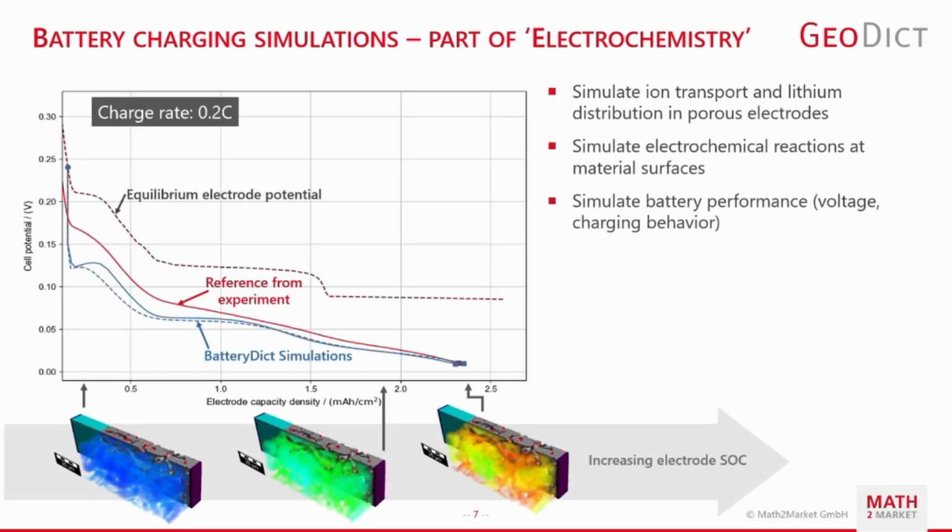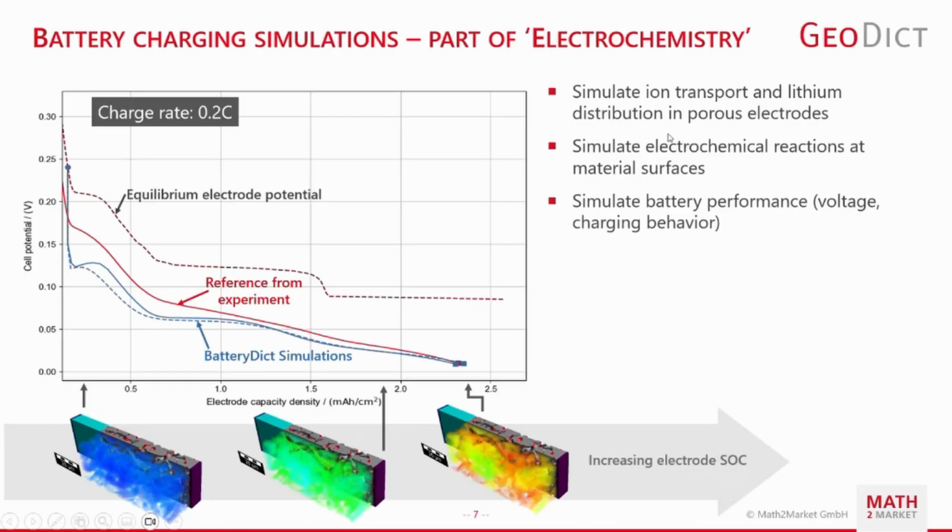The third business area is electrochemistry, which is quite a broad topic. There are a number of different applications in there, in batteries and fuel cells. In this example, which is from a validation study, you can see from left to right a single electrode of a battery being charged as the state of charge increases, and seeing how the cell potential changes, where there is experimental data also available for a single electrode.